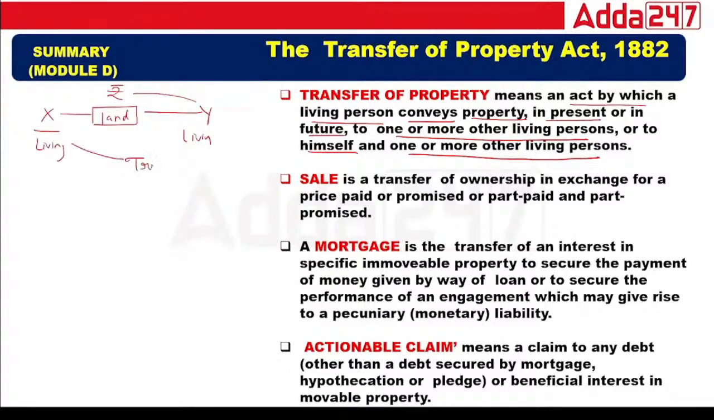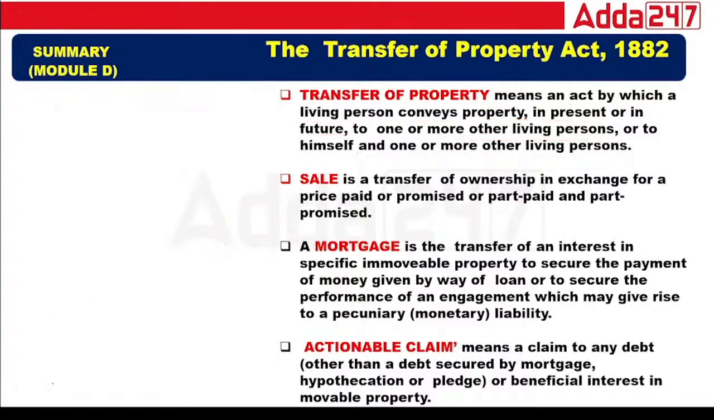Suppose X has a trust. Trust means a charity purpose. In that case, he can also transfer the property. So this is exactly the transfer of property. Now, what is sale? Sale means basically a seller transfers the ownership of land to Nikita ma'am, and Nikita ma'am will pay the price money. This is called sale.